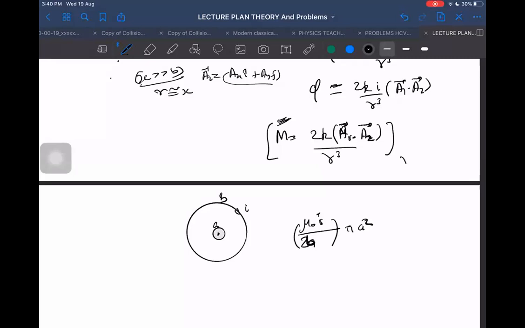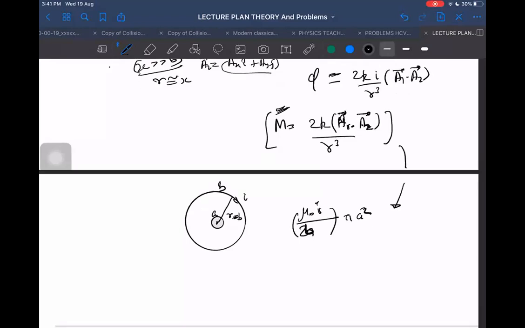Can we derive this from the above relation which we got here? Yes, we can derive from there also. Here R will become equal to B. This will become 2K by B cube into A1 dot A2. You can check it. 2K by B cube into A1 dot A2. Is it right or not? Yes, sir. Right. So we can determine in this way.